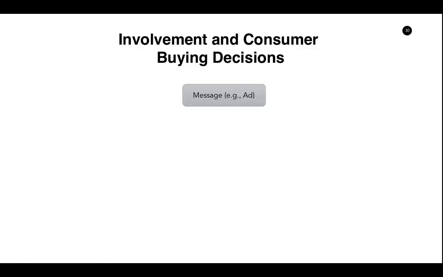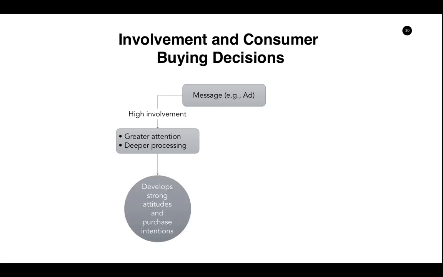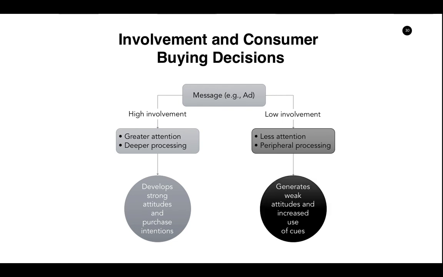One last thing to consider is your level of involvement in your consumer buying decisions. So let's consider just the message in an advertisement. If you're highly involved in the advertisement because it's relevant to you, you pay greater attention, deeper processing. And that actually leads to strong attitudes and purchase intentions for that product advertised. If you have low involvement, you're not likely to be very interested in this advertisement or what they're advertising, and you pay less attention and you have peripheral processing. This would lead to outcomes like weak attitudes for that product advertised.